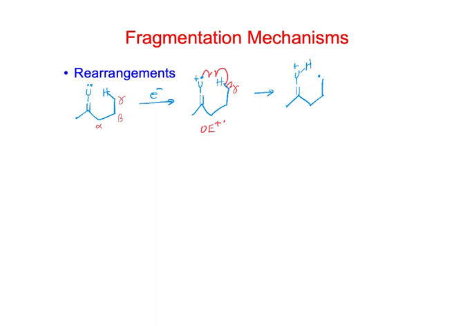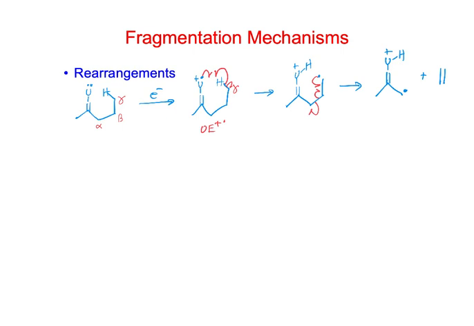Now this radical can essentially do an alpha cleavage, which means that this is going to be pushed down here. This other bond is going to split with one electron going to combine with the first one, and this electron can go over here. When it does that, we end up with a radical like this, and we've lost this alkene as a neutral fragment.